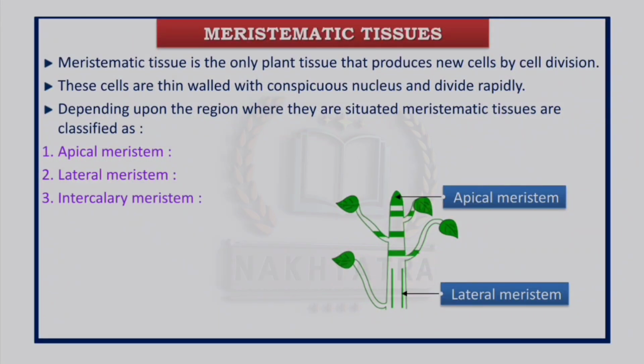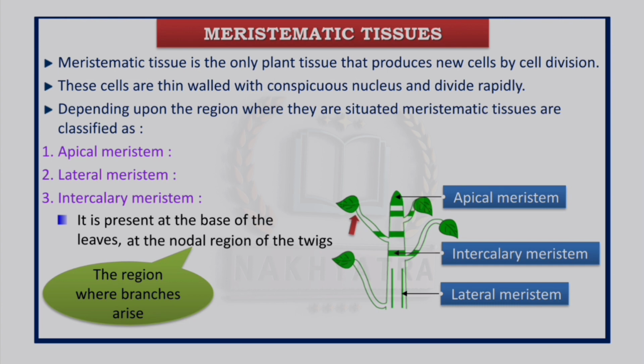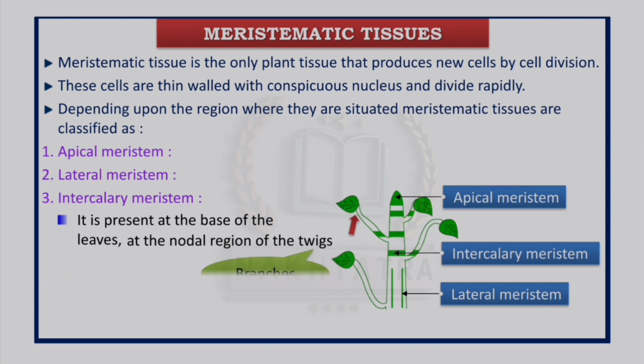Now let us see the intercalary meristem. So this intercalary meristem is located at the base of the leaves. As you can see here, the intercalary meristem is located at the base of the leaves and at the nodal region of the twigs. Can you see here? So the nodal region means the region where branches arise, and twigs means, as you all know, branches. Alright, so this intercalary meristem is a type of primary meristematic tissue and it contains cells that can divide and promote the growth of the plant. And of course they are located at the base of internodes.